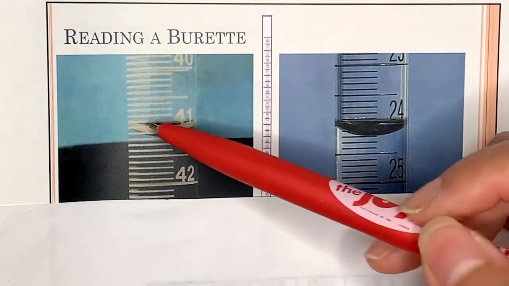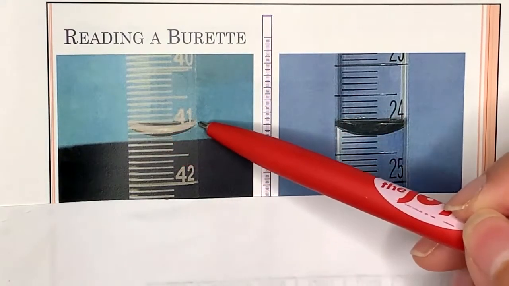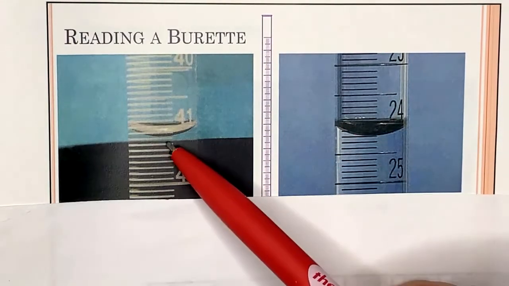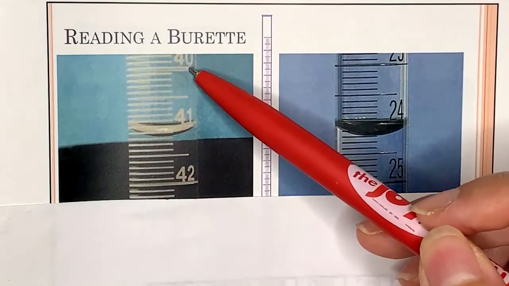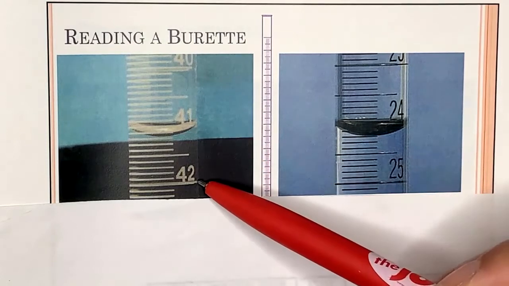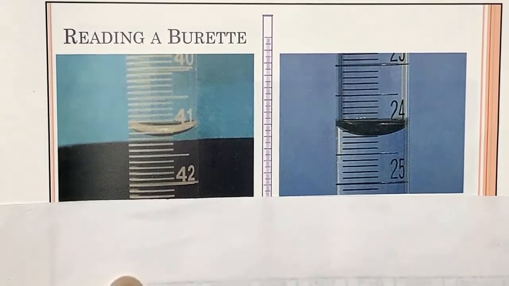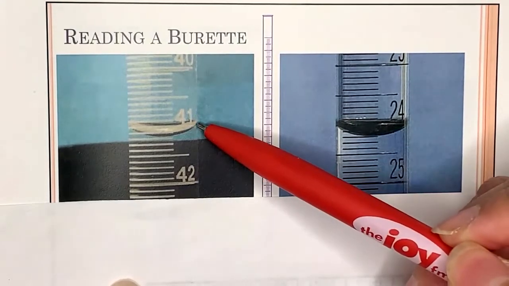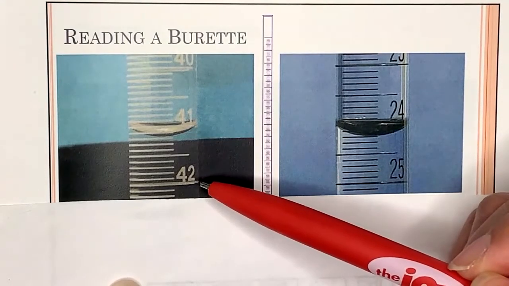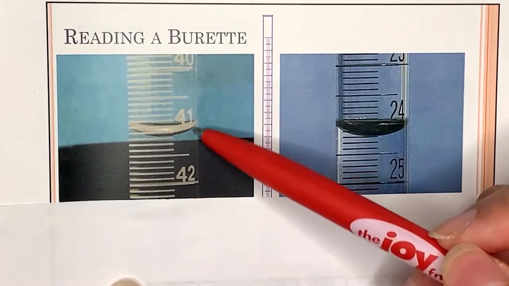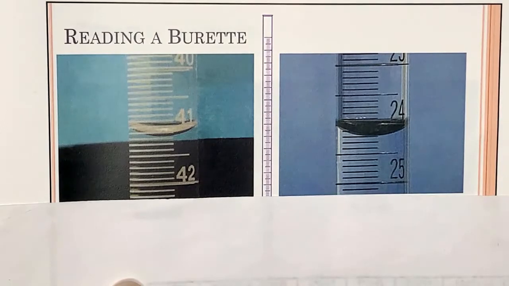I have to read the lower meniscus, which is that line on the bottom right there. And I have to read that line, and this is 40, that's 41, that's 42. And you're like, okay, so it's higher than 41, but less than 42. So it should be 41 point something. So you always read what are the numbers in between, what should my number be in between.